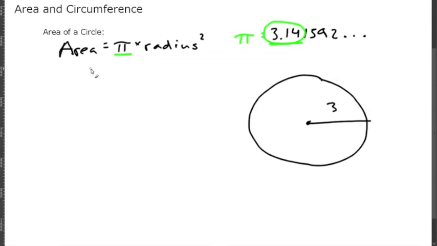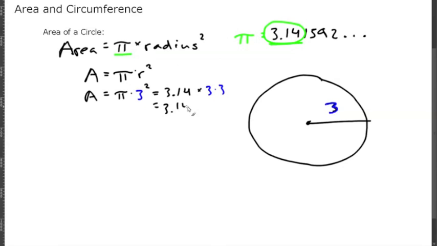Writing this formula as variables, we would just write A equals pi r squared. So plugging in that radius of 3, we're going to get that A equals pi times 3 squared. So that would just be 3.14, because that's what pi is, times 3 squared is 3 times 3. So that would be 3.14 times 9, which is equal to 28.27.